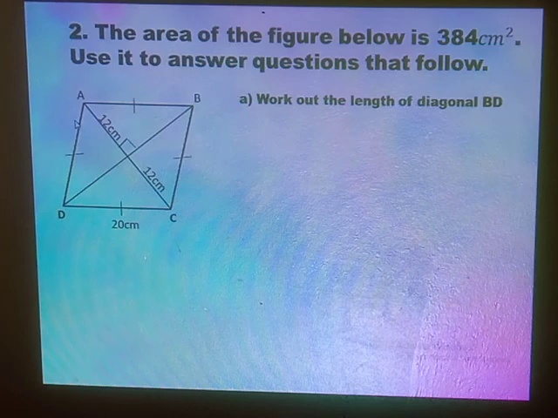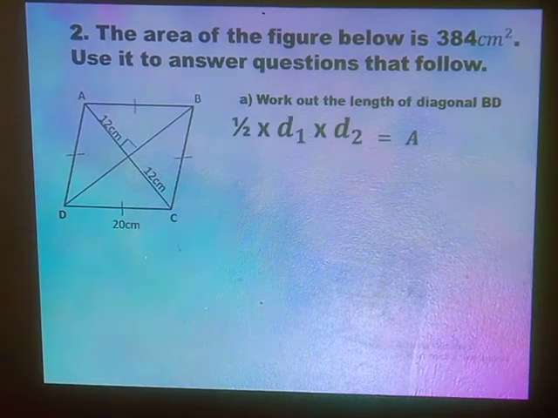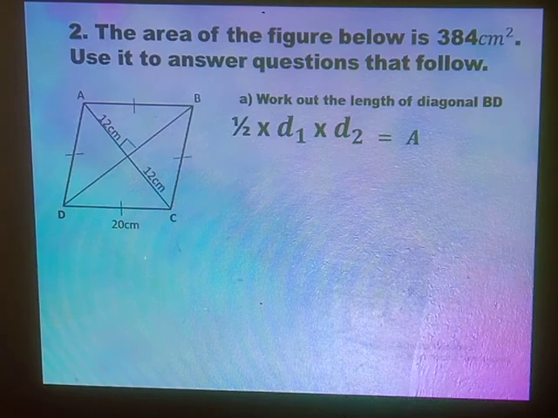Part A. Work out the length of diagonal BD. Work out the length of diagonal BD. That is the one we do not have. Remember, we have diagonal 1, which is AC, 12 plus 12 centimeters, giving us 24 centimeters. We are given the area, which is 384 square centimeters. We begin with the formula for finding the area of a rhombus.